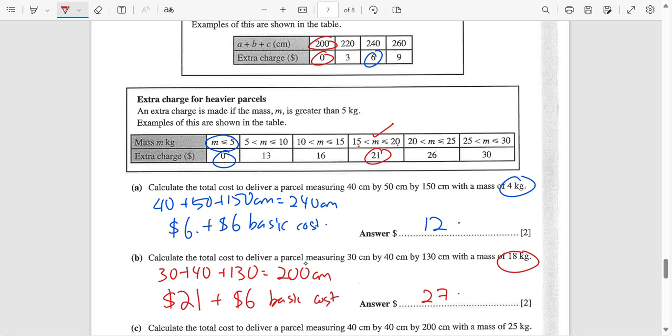This 200 cm tells you that you don't need to pay anything for the extra charge, but you need to pay extra charge for the mass.